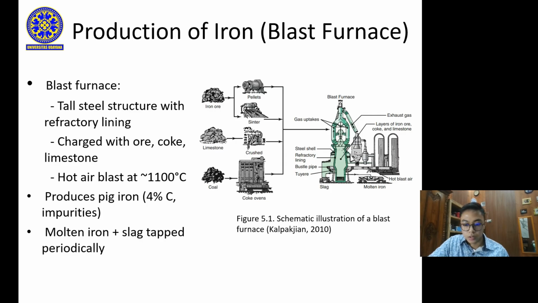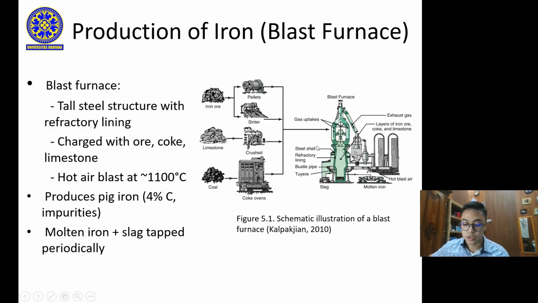So in the figure, this is the schematic illustration of a blast furnace. It is a very tall steel structure, and it is charged with ore, coke, and limestone. The charged mixture is dumped at the top, and preheated air, at about 1100 degrees Celsius, is blown into the furnace through two areas.